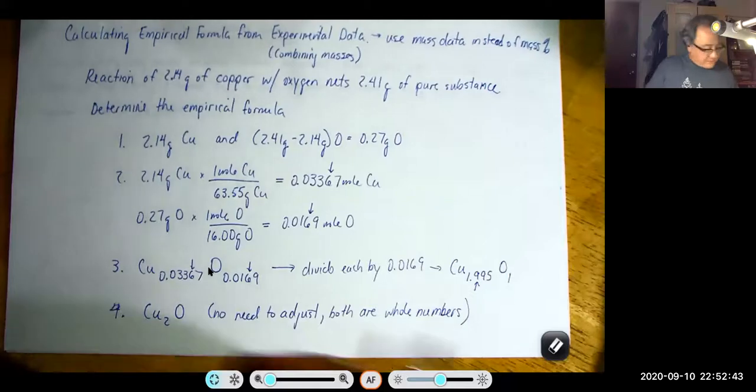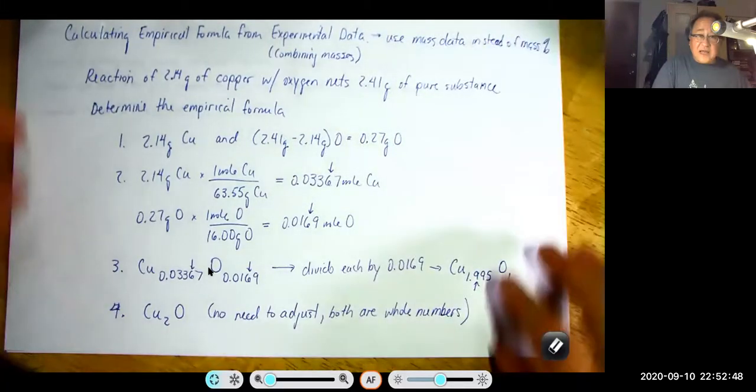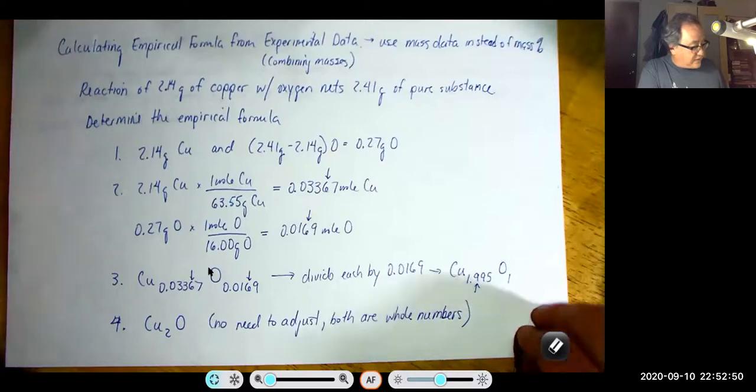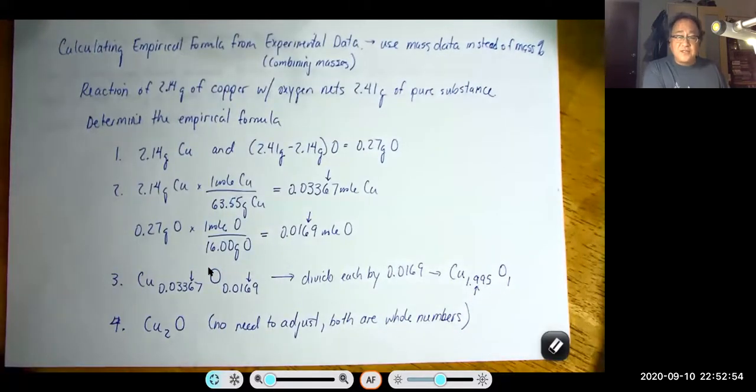Now, let's take a look at this next part here. Calculating an empirical formula from experimental data. This is called calculating the empirical formula from combining masses. This is where we will start off with for our next lecture. All right, thanks for listening, and I hope you learned something. I learned I better read more carefully.